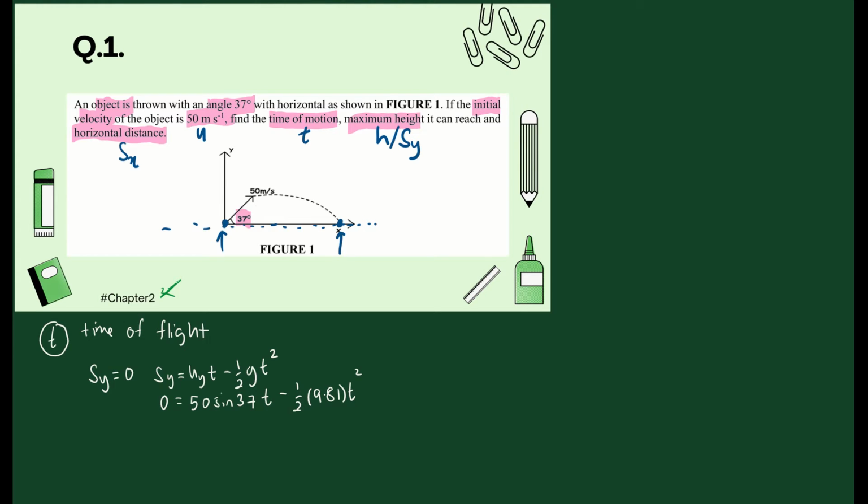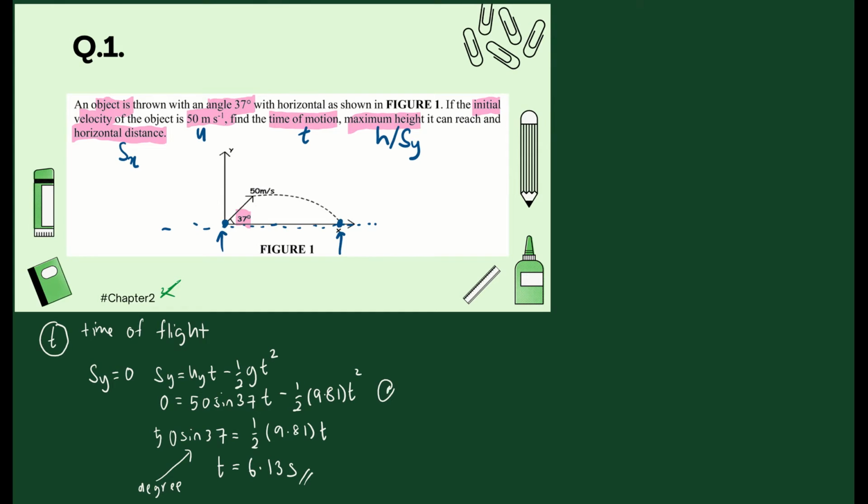So we are going to have 50 sine 37 equal to half 9.81 T. One of the T is cancelled out. Putting all the values in your calculator, you'll have your time of flight as 6.13 seconds. Make sure your calculator mode is in degrees.